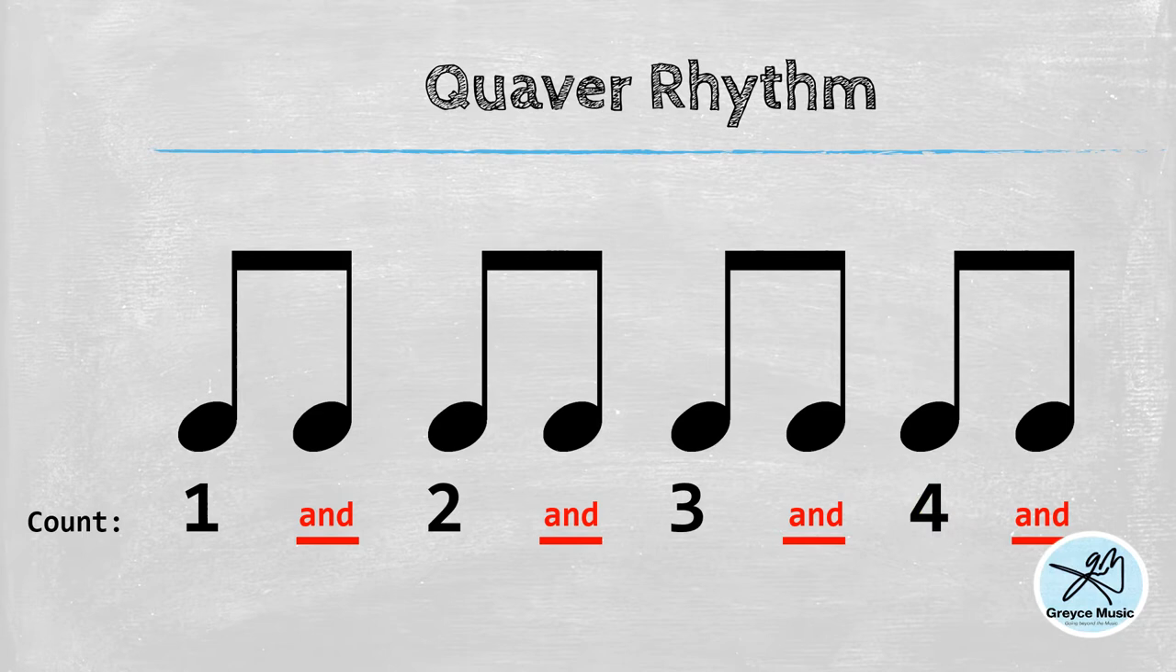1, 2, 3, 4. Notice how I added more to my counting by using the word and in between each of the numbers. This is really handy when playing quaver rhythms. Pause this video and try it out yourself.